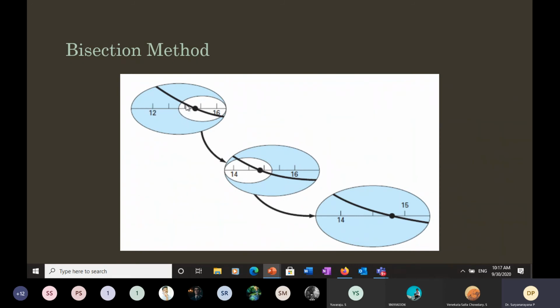Once you find 14 as the midpoint of the bracket, 12 to 14 is one bracket, and 14 to 16 is the other bracket. But clearly you see that at the new root, the lower limit of the original bracket and the new root both give the same sign for the function value. At both places, the function value is positive. So since the sign of the function value at the root matches the sign at this limit of the bracket, you just discard this limit and make this your lower limit.